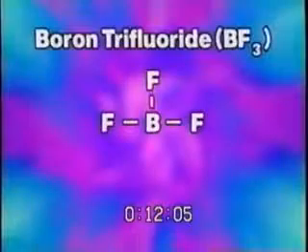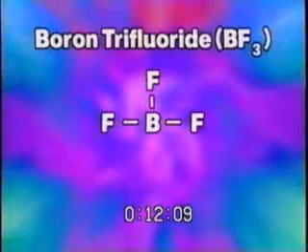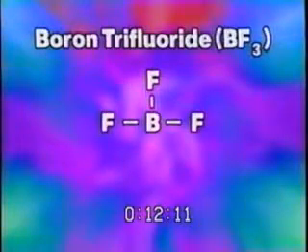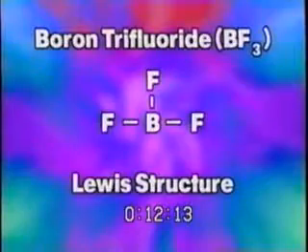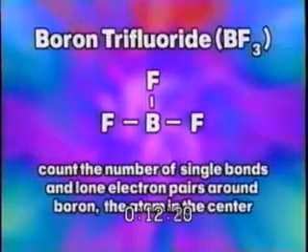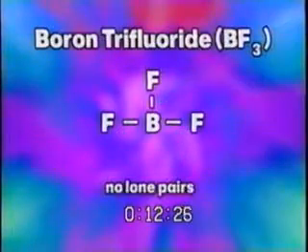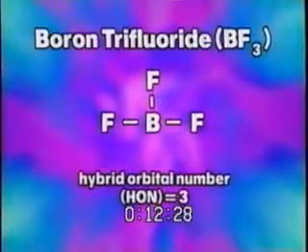Yippee! Now let's decide how the hybrid orbitals will form around boron in the compound boron trifluoride, BF3. We'll start by looking at the Lewis structure for BF3. Count the number of single bonds and the lone electron pairs around boron, the atom in the center. We see 3 single bonds and no lone pairs, so the hybrid orbital number is 3.